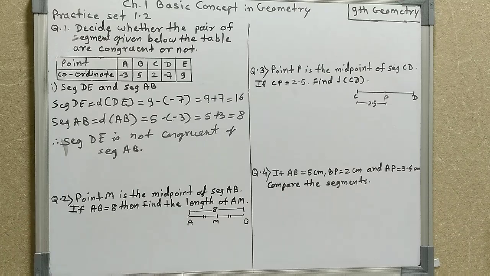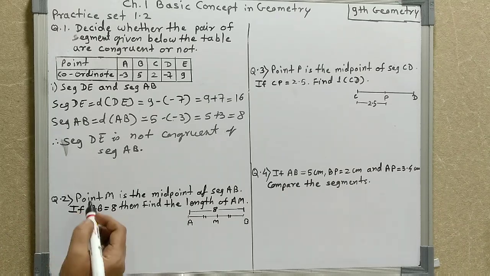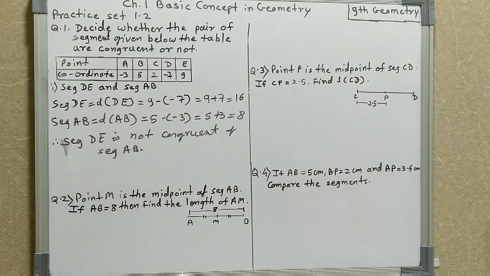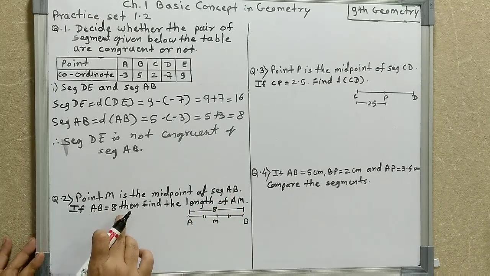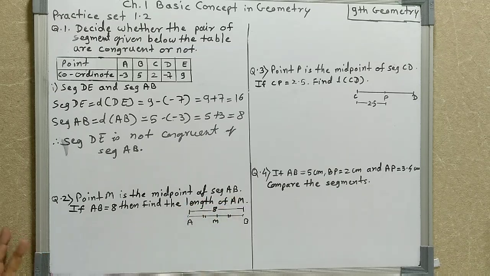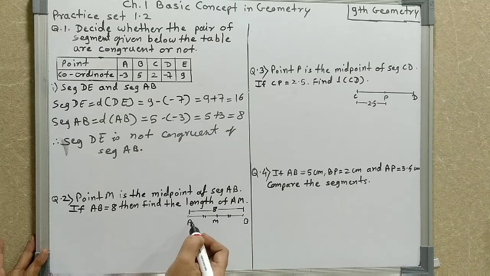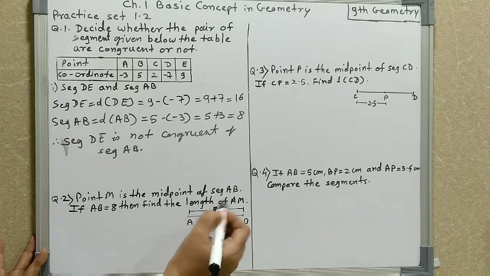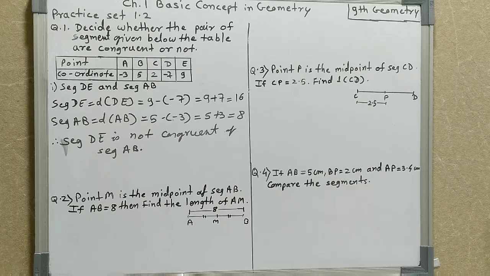Now we see the question number second. What is the question? Point M is the midpoint of segment AB. If AB is equal to 8, then find the length of AM. See, here I draw the diagram. This is the segment AB and M is the midpoint. M divides this AB into equal parts. So we find out the length of AM.